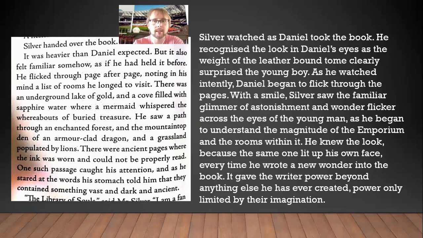He's watching as Daniel takes the book. He recognized the look in Daniel's eyes as the weight of the leather-bound tome clearly surprised the young boy. A tome is an ancient book. So we're hearing what Lucian is thinking now. Rather than Daniel being surprised, we're hearing that Lucian watched as Daniel was surprised. So it's still the same thing. Daniel's still being surprised, but in this case, we're hearing it from Lucian's perspective, or seeing it from Lucian's perspective.